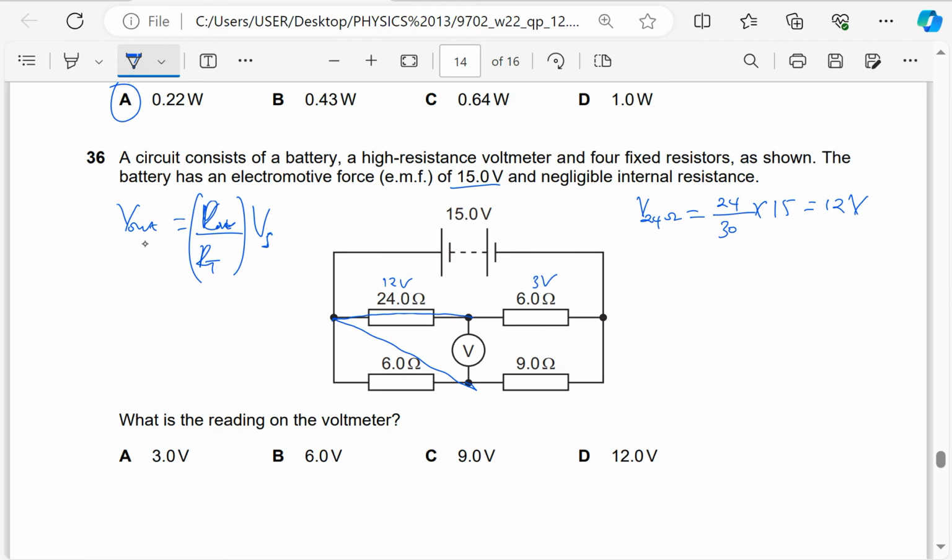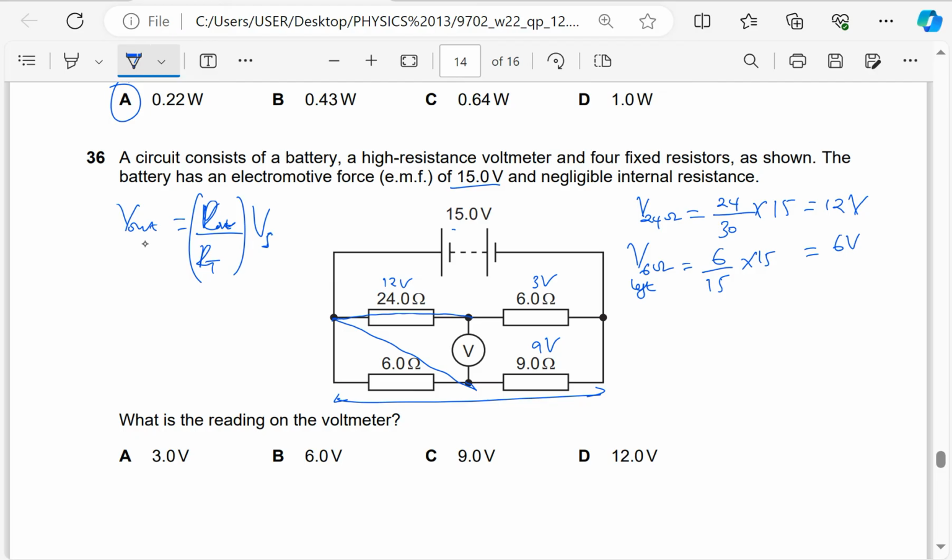So this is 12 volts, which means this is automatically going to be 3 volts. Then the PD across 6 ohms. I'm now considering this part here. Remember, the EMF of 15 volts is the total PD across the two resistors in series. So it will be 6 over total, which is 6 plus 9, which is 15. I'm considering this 6 ohms here on the left-hand side. So it is 6 over 15 times 15, which gives me 6 volts, which means the PD across 9 ohms is going to be 15 minus 6, which is 9 volts.